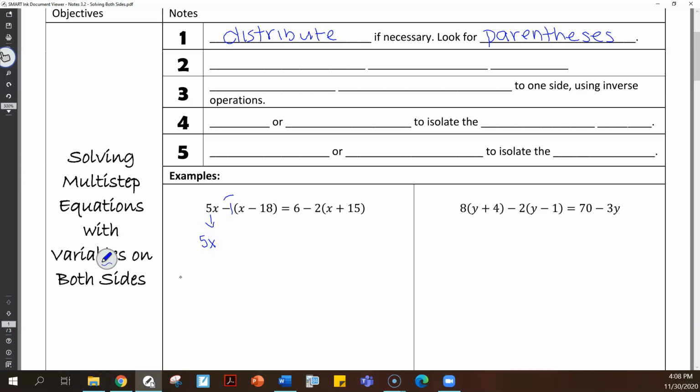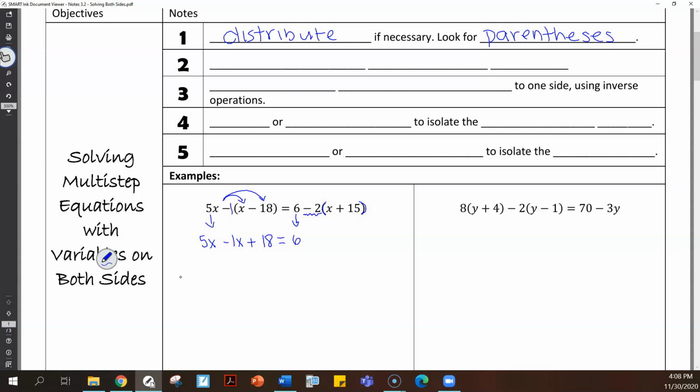So -1 times x. -1 times x is -1x. -1 times -18 is +18. Make sure you're being really careful with your signs here. Same type of process on the other side. Here are my parentheses, so that's what I'm going to distribute inside here. The number outside of that is that -2. The 6 is not part of the distributing at all, so it's just going to come straight down.